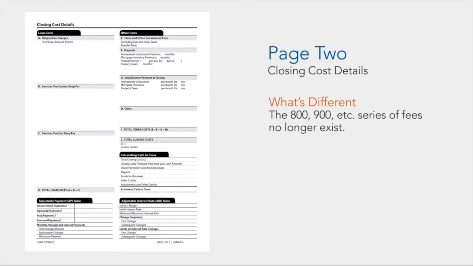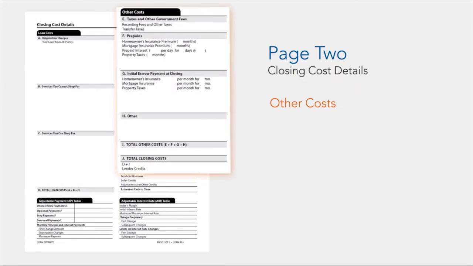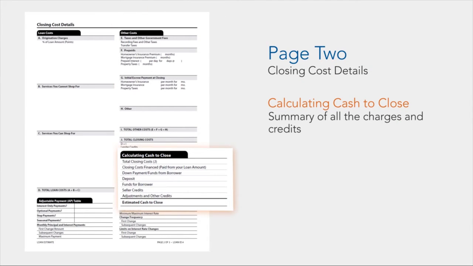The 800, 900, etc. series of fees no longer exist. Loan costs include origination charges, services you cannot shop for, services you can shop for. Other costs include taxes, prepaids, initial escrow payment, and other. Calculating cash to close includes a summary of all the charges and credits. Another important difference to point out on this page is that services you cannot shop for will now be subject to zero tolerance, where in the past, these charges fell into the 10% tolerance category.